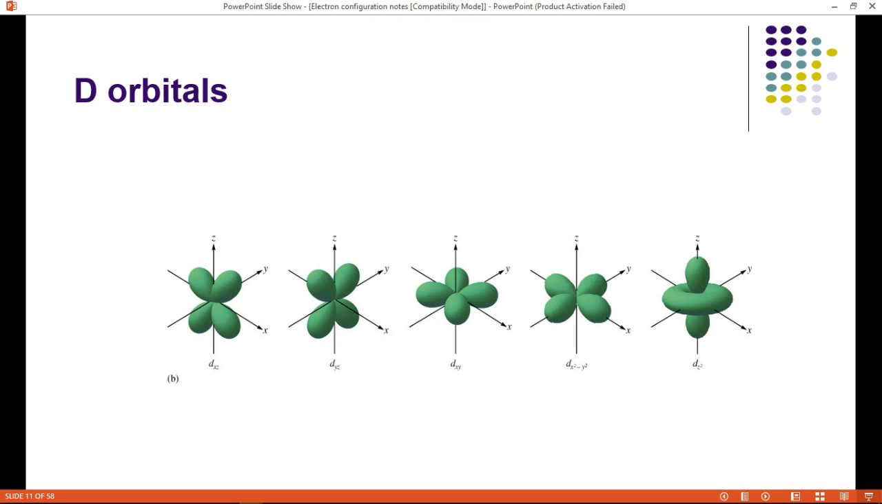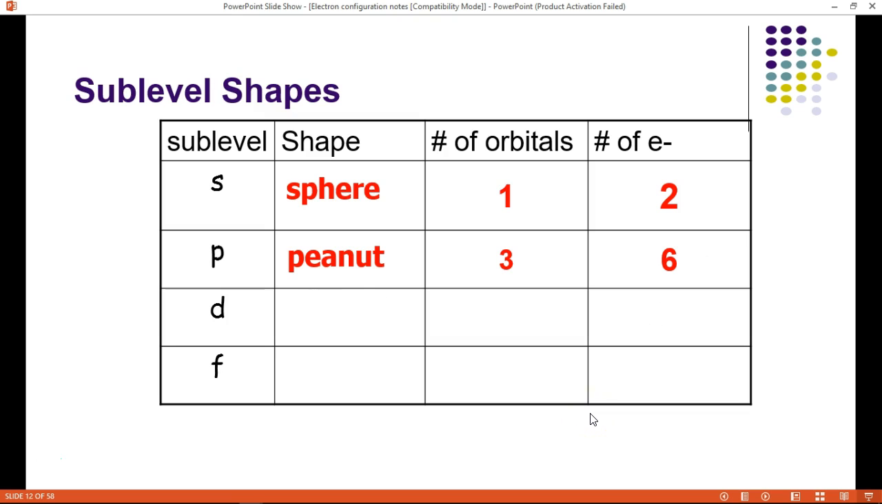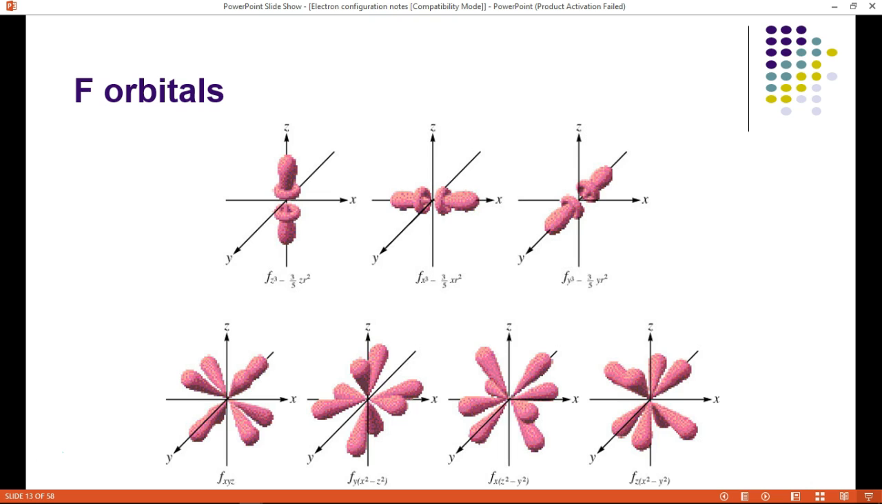Okay, for the d orbitals, these look like this. There are 5 different ones, and they're in different directions. Most of them look like double peanuts, except for this strange looking one at the end. But we're going to call this one double peanut, right? So you can recognize it when you see it. There are 5 of them, and the number of electrons that go with it would be 2 times 5, or 10.